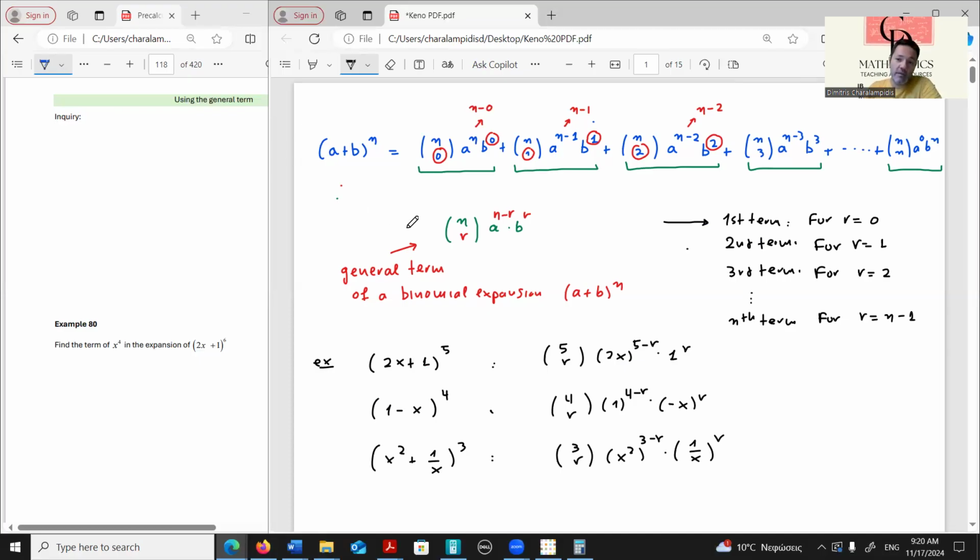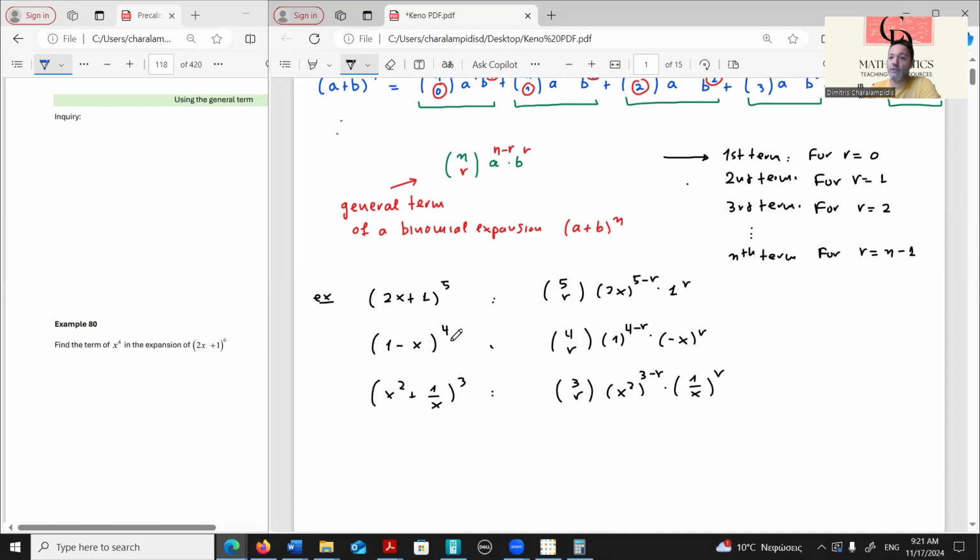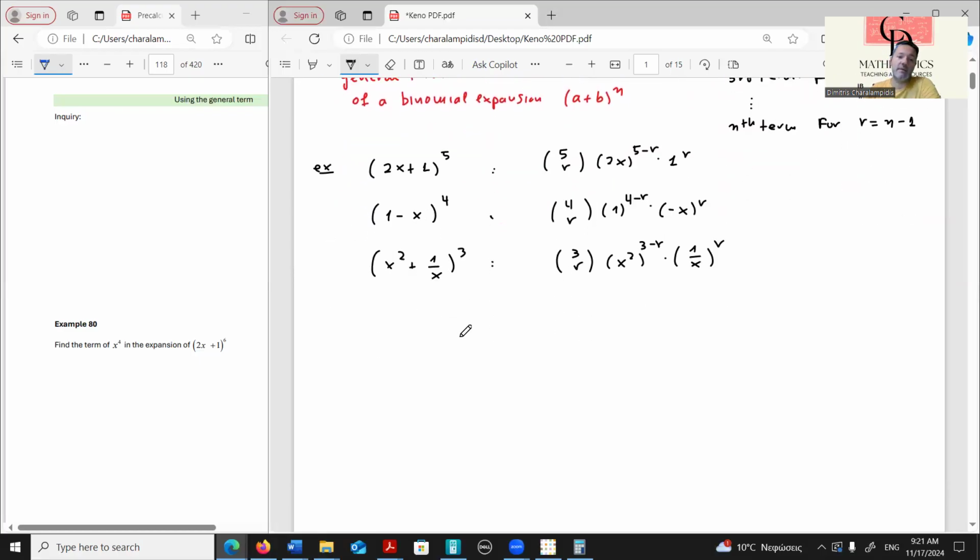And there will be some exercises, whether we're doing the IB or the AP program, or whatever we actually do, in which we will be given a binomial expansion and we will be asked to calculate a specific term. In this case, we should only consider the general term's expression and substitute the proper value that will produce that term. Let's see some examples.